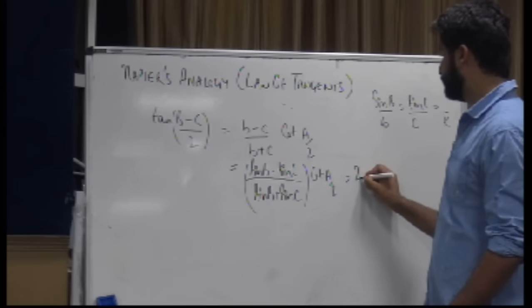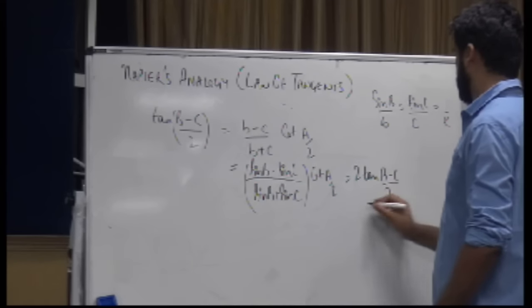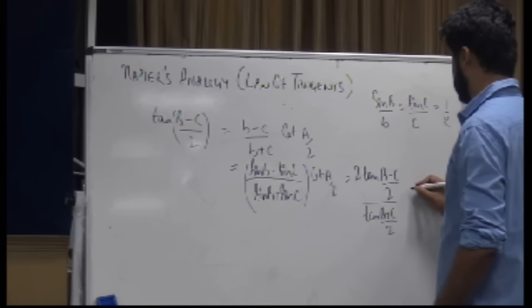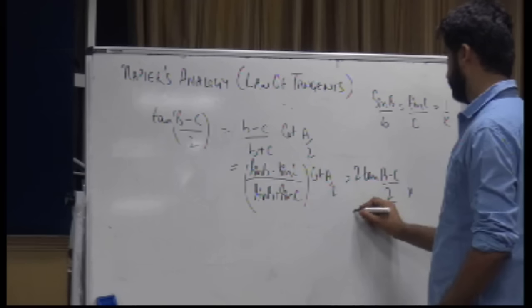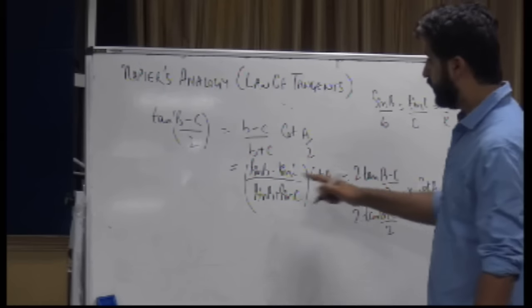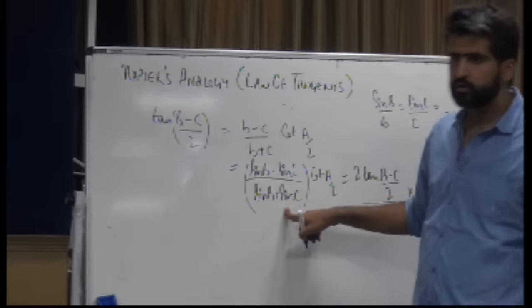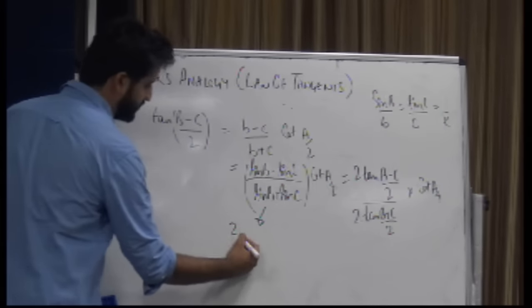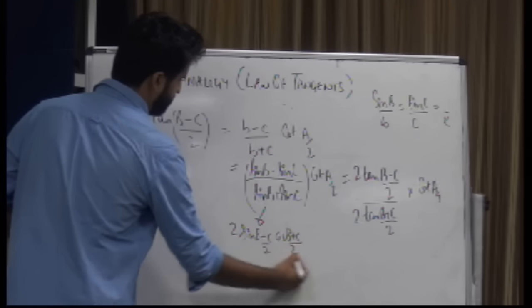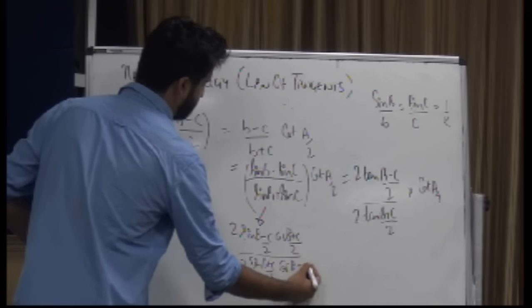So this becomes 2 tan (B minus C)/2 upon tan (B plus C)/2, multiplied by cot A/2. So if you solve, you will get sine (B minus C)/2 here and cos (B minus C)/2 here. So if you apply the C-D formulae, you get 2 sine (B minus C)/2 cos (B plus C)/2 upon 2 sine (B plus C)/2 cos (B minus C)/2.